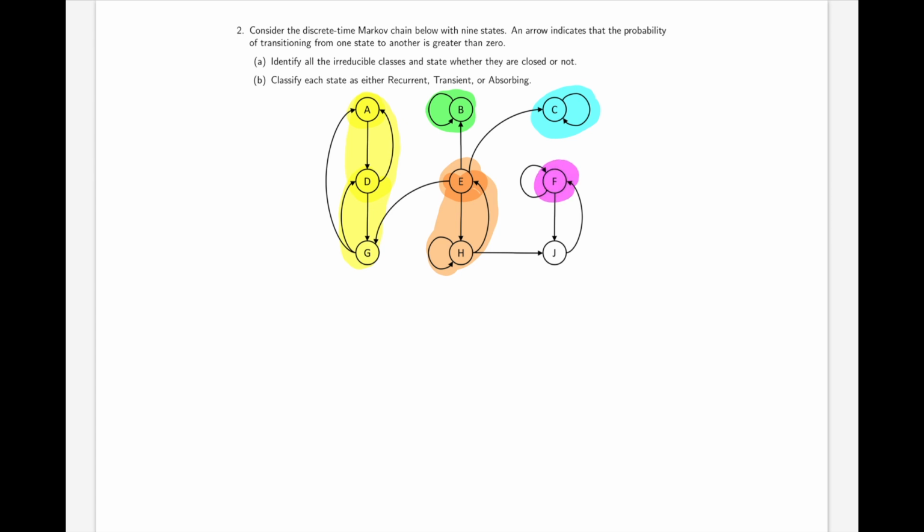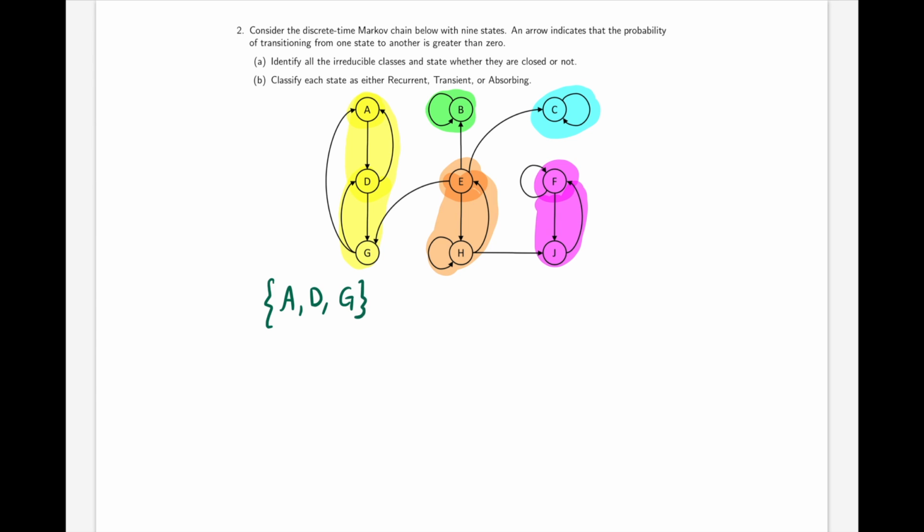Let's consider F. There is a path from F to J and then from J to F, so these form the same irreducible class. Therefore, we can write down each irreducible class as the set of all the states that belong to the same class. So the first irreducible class I've written down there is A, D, and G.